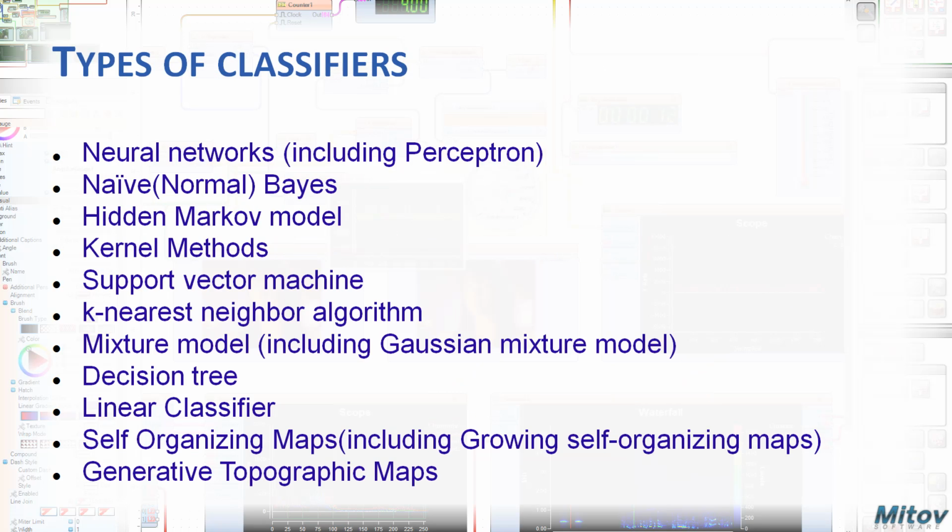There are many different types of classifiers. Neural networks, including perceptron, naive Bayes, hidden Markov model, kernel methods, support vector machine, k-nearest neighbor algorithm, mixture model, including Gaussian mixture model, decision tree, linear classifier, self-organizing maps, generative topographic maps, and many others.